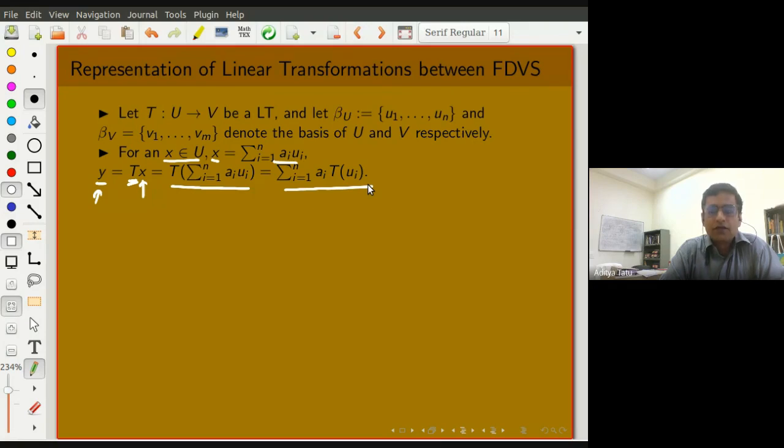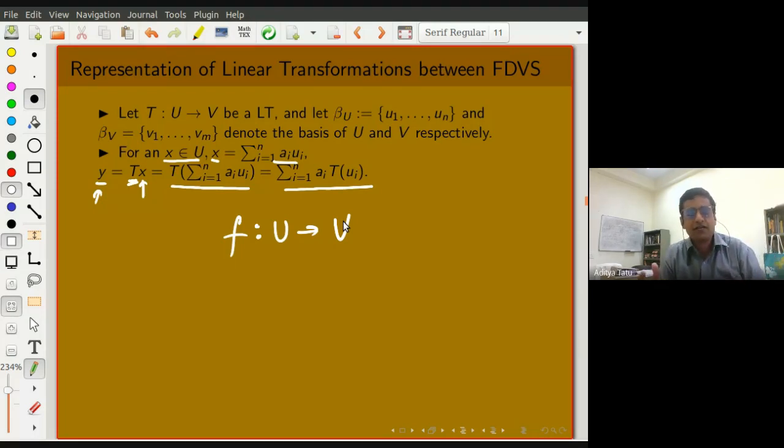Yes. Now, one important conclusion that we can draw here is, if I don't say that this T is linear, let me replace it by some function notation U to V. Irrespective of whether U and V are vector spaces or not, if I want to specify a particular function from U to V, how do I do that? The only way to specify a function is to specify what that function does to each and every element of my domain U.